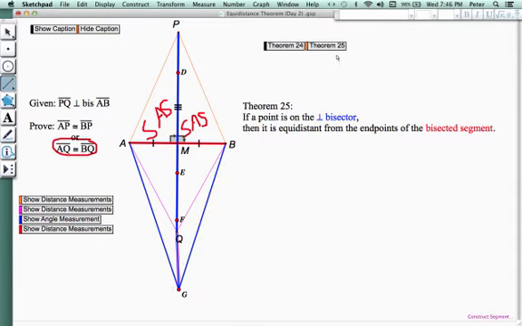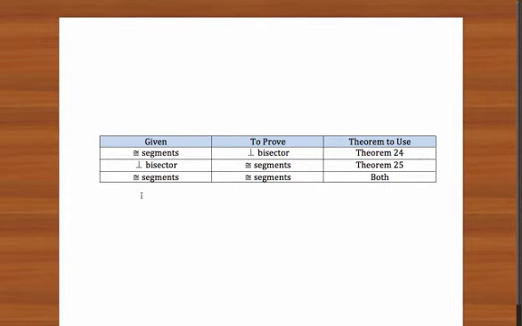Okay, that's Theorem 25. So the two theorems are very, very handy. Let's take a minute to look at a chart that shows us how we know when to use which theorem, because the proofs might get a little bit confusing. Okay, so our given information is that we have congruent segments, and we're trying to prove perpendicular bisector, or we see perpendicular in what we have to prove, or we see bisector in what we have to prove. The theorem we're going to use is Theorem 24.